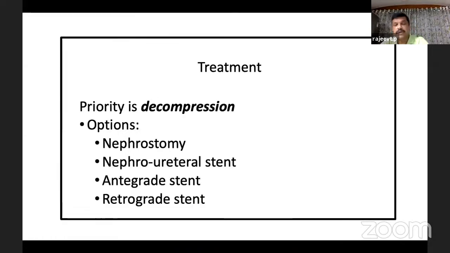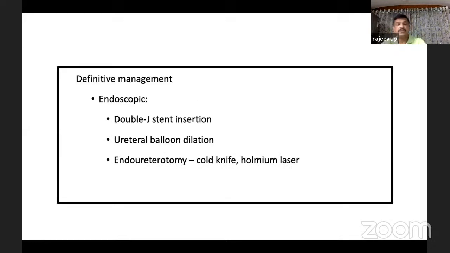How to treat them? Priority is again decompression. Options available are doing a nephrostomy. One can go for a nephroureteral stent, antegrade stenting, or retrograde stenting. Definitive management can be endoscopic, like placement of double J stenting, ureteral balloon dilatation, or one can also try endourethrotomy using a cold knife or holmium laser if available.